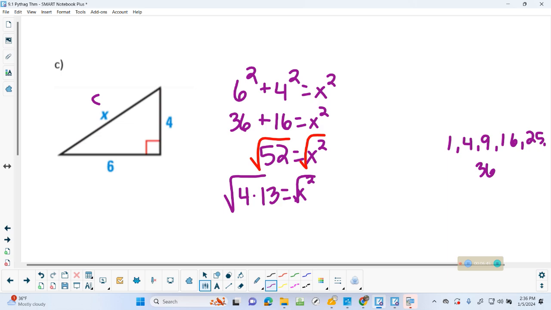Okay, square root of 4 is what? 2. So 2 root 13. Got it. Any questions on that? So, just for the record, if it asks you for radical form, I need it in this style. If it says you can use your calculator and round to the tenth, punch it in and give me a decimal. Just read the directions closely.